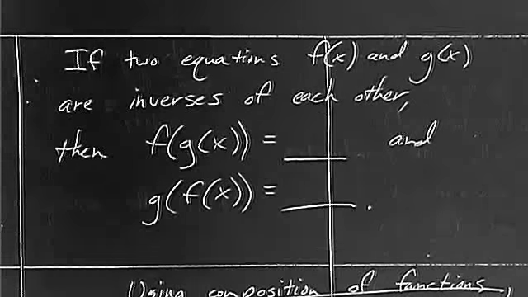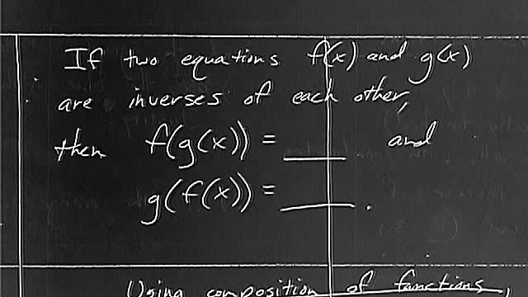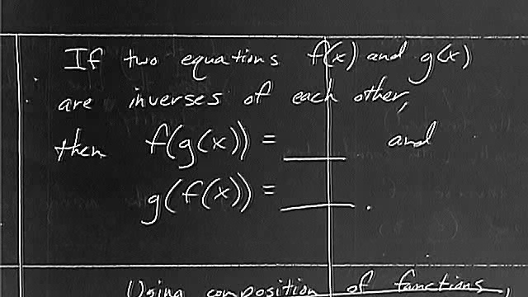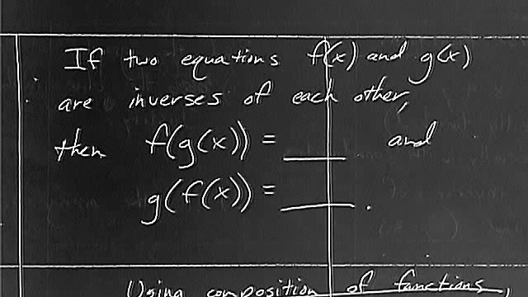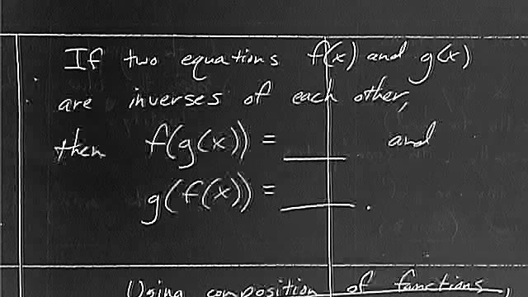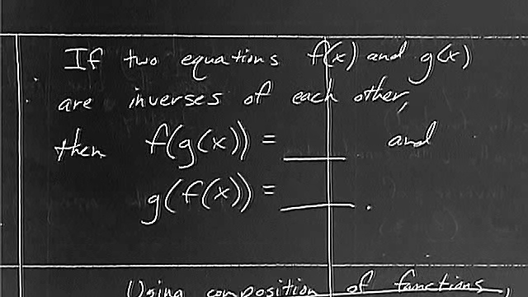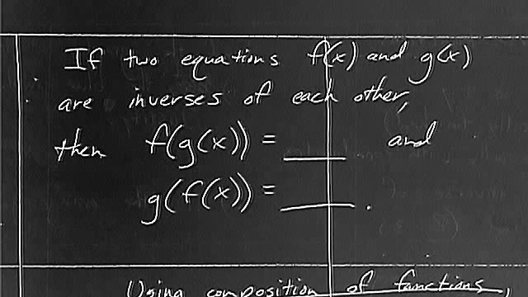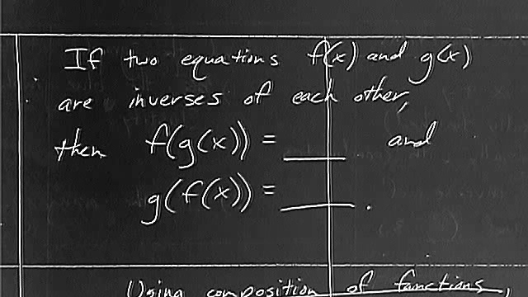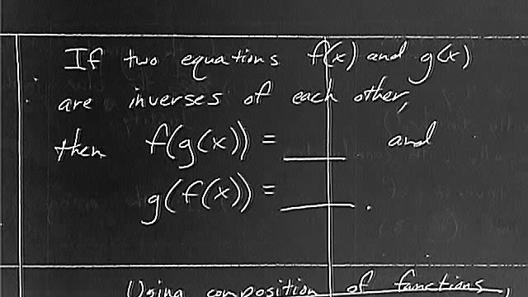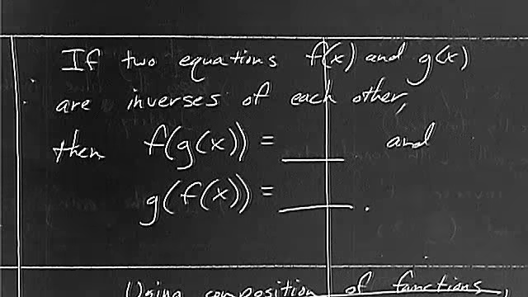Next thing I want you to figure out from your textbook, from online sources, if two equations f of x and g of x are inverses of each other, then I want to know this. What is the composition f of g of x? What does that equal? And what does g of f of x equal? And no, you do not need to know what f of x and g of x are to answer this question because the definition is the same no matter what the functions are. Okay? Assuming that f of x and g of x are inverses of each other.